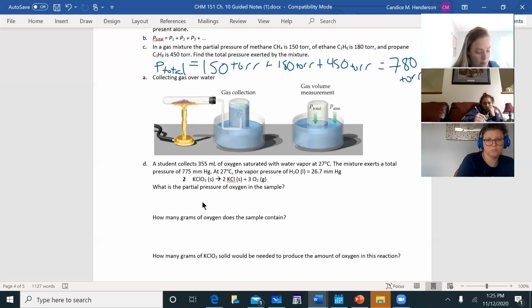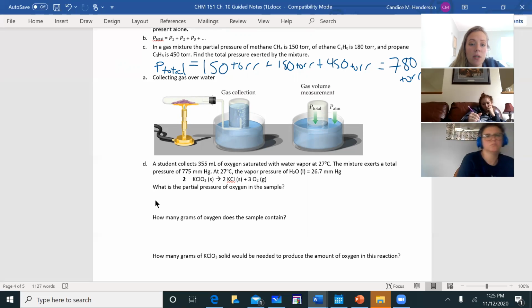So this is saying, sorry, I mixed them up. We have 355 milliliters of oxygen saturated with water vapor. The mixture exerts a total pressure of 775 mmHg. I was getting these mixed up. So if we have a total pressure of gas of 775 mmHg, we have to take out whatever the water pressure is. So what is the partial pressure of the oxygen?